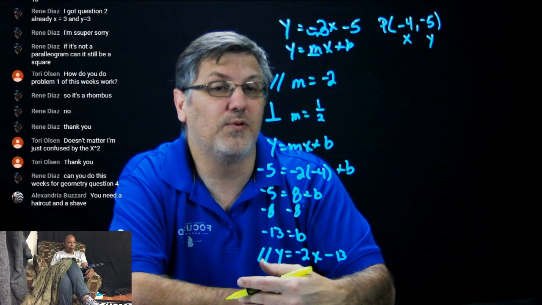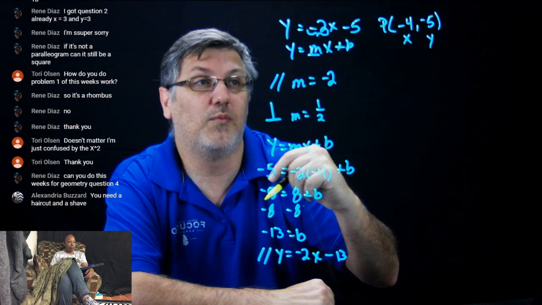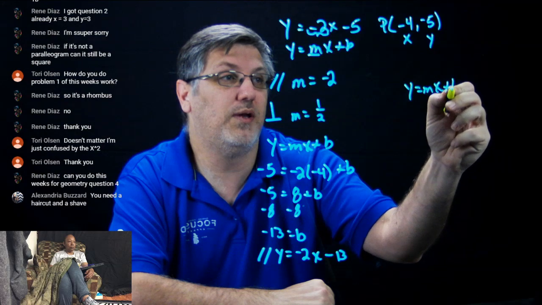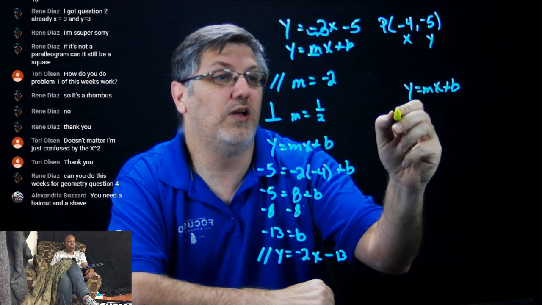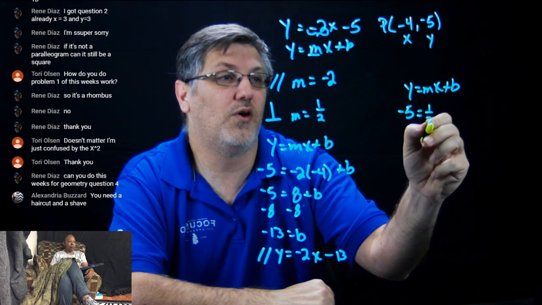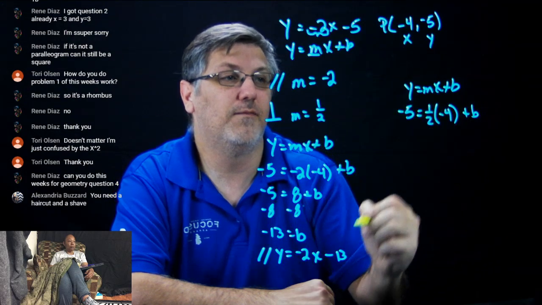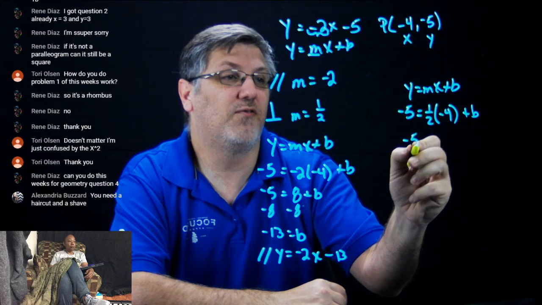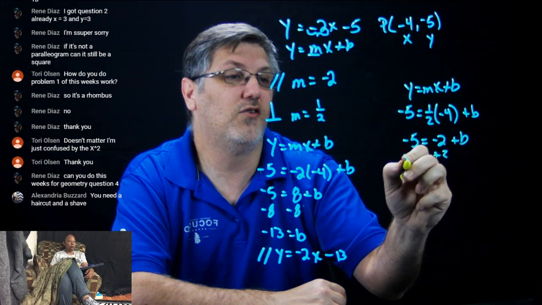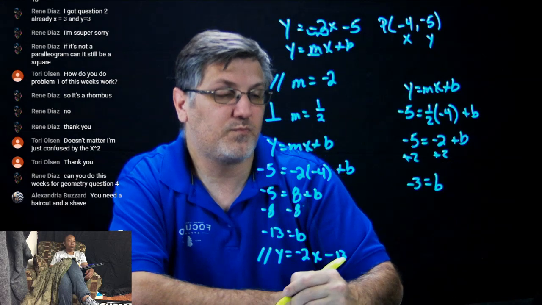All right, so for perpendicular, we basically rinse and repeat, except that what we change is the m is going to be positive 1/2. So we're going to do y equals mx plus b. My y is from my point, -5. My slope for perpendicular is 1/2 times my x value, which is -4, plus b. From here we solve for b. -5 equals, well, half of -4 is -2 plus b. We add 2 to both sides. That gives me a -3 for b.